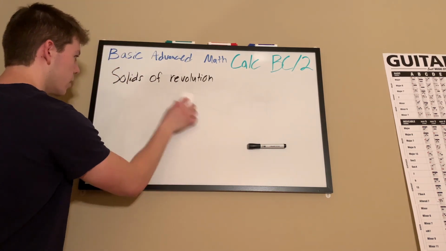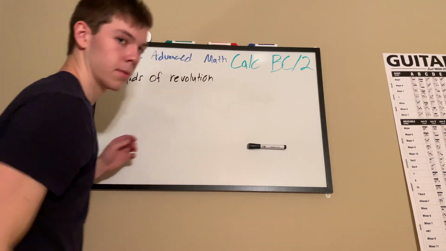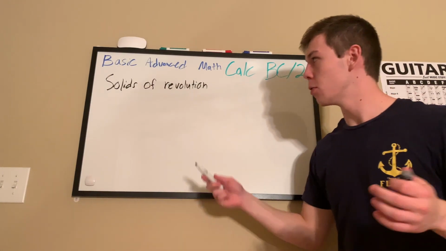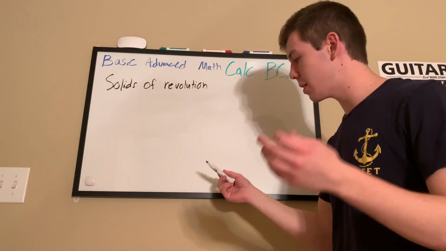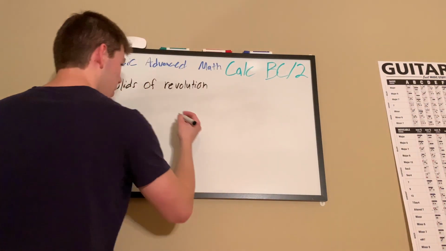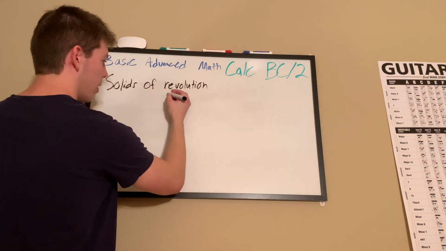The first order is going to be solids of revolution. Let's get that started. What is that, you may ask? I'm about to explain it to you somewhat briefly, and I'm going to show you how to solve it in multiple different ways. So let me draw a graph real quick.